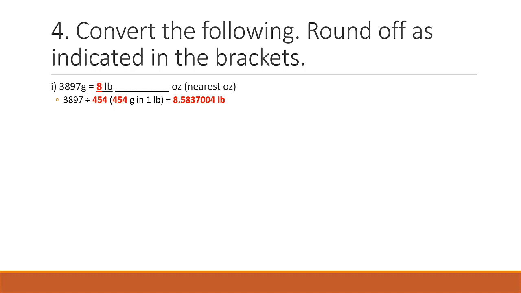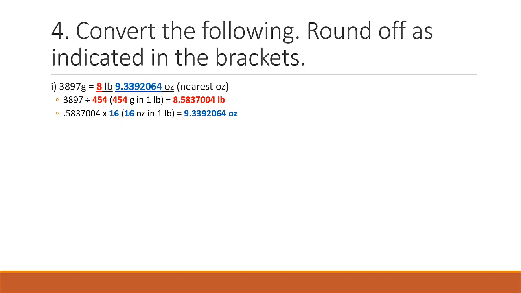Now all we have to do is deal with the decimal .5837004 pounds, and remember our relationship, which is 16 ounces to a pound. So we take our decimal number, we multiply it by 16, the amount of ounces in a pound, and we end up with 9.339264 ounces.